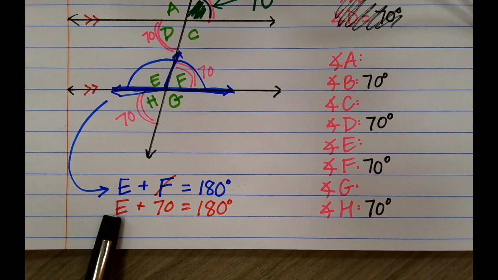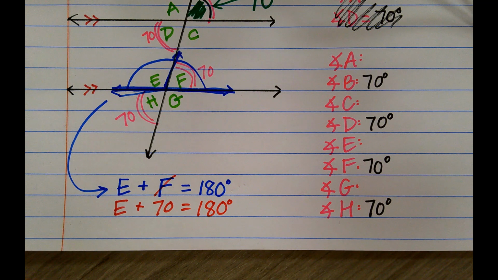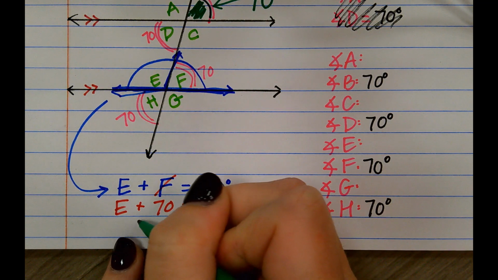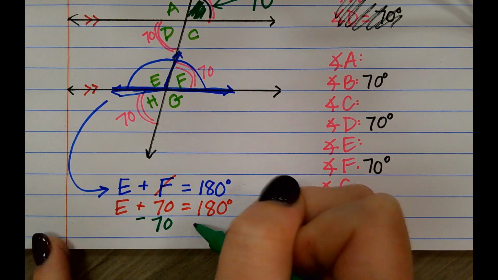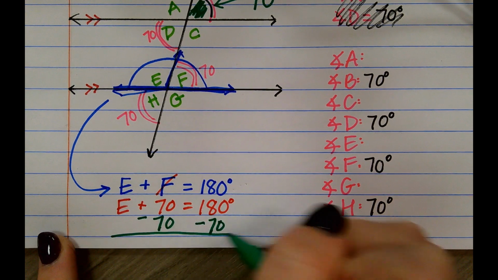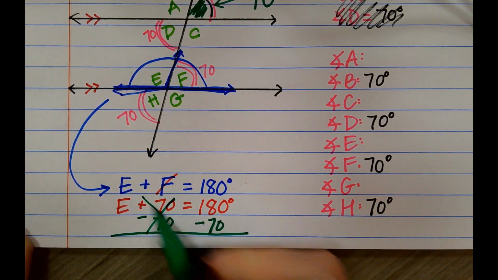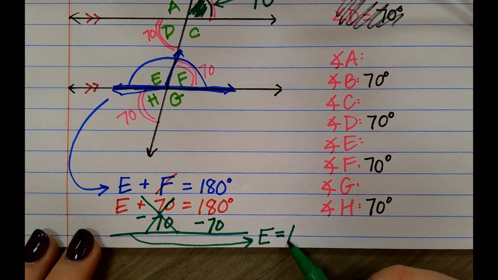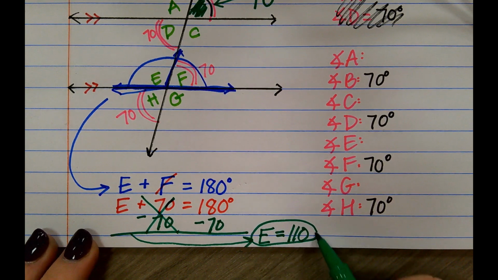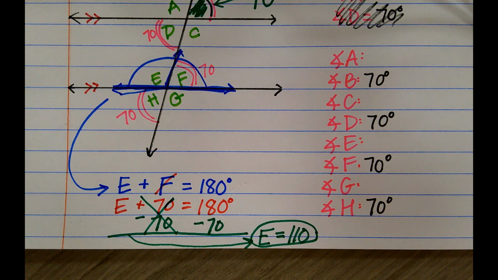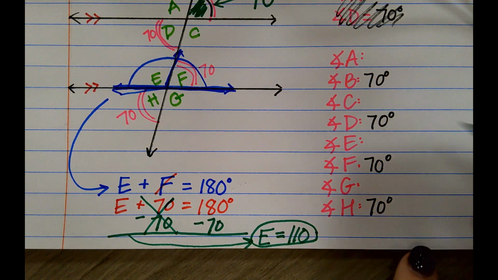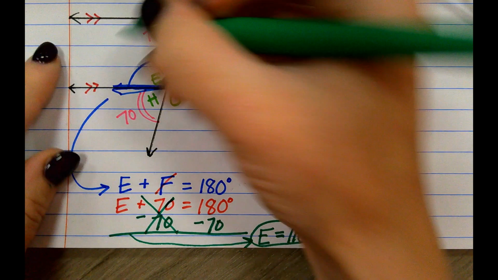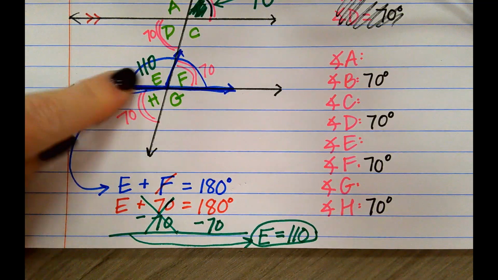So E is 110. Now how'd you find that? What'd you do? Subtract 70 from both sides. Yes, yes. We're going to solve for E. So we subtract 70 from both sides. Those 70s cancel, and we get E equals 110. And if E equals 110, then E does too. So E is 110. I'm going to write that in.